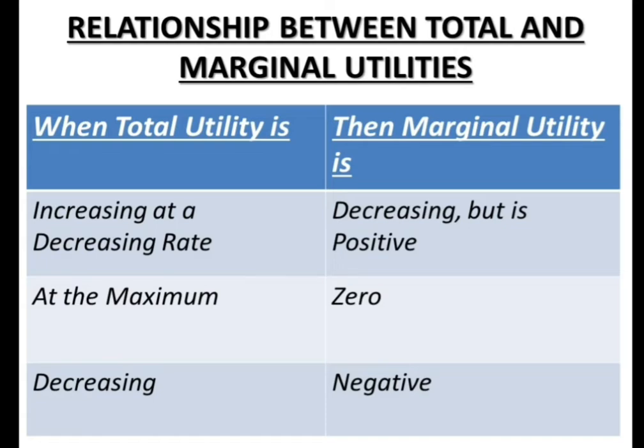Then the third point says total utility decreases when marginal utility becomes negative. Beyond the 5th unit of consumption of the mango, the marginal becomes -3, and so the slope of the total utility curve starts to decline, to fall, and that proves that when marginal utility is negative, the total utility starts to diminish. So these are the 3 points with the help of which we can summarize the relationship between total and marginal utility.